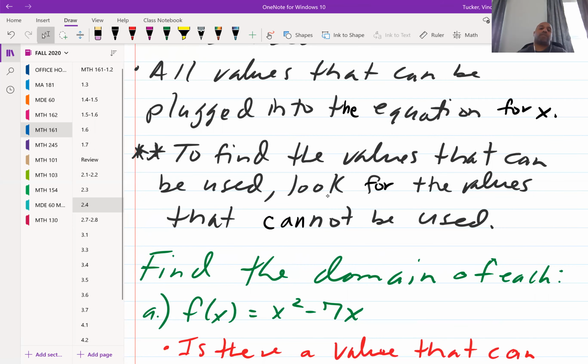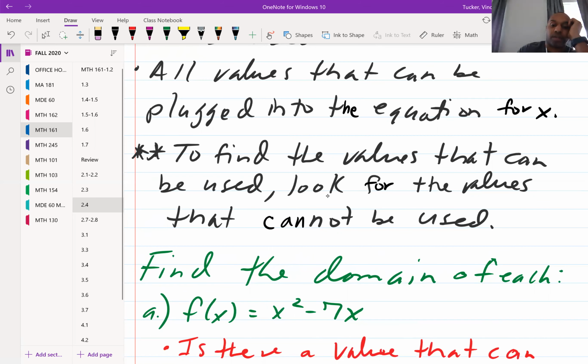All right, so first exercise, find the domain of each. First one we have is x squared minus 7x. So whenever you're looking at your function, you want to ask yourself, is there a pre-existing condition in that type of function that will allow me to find values that won't work for it?